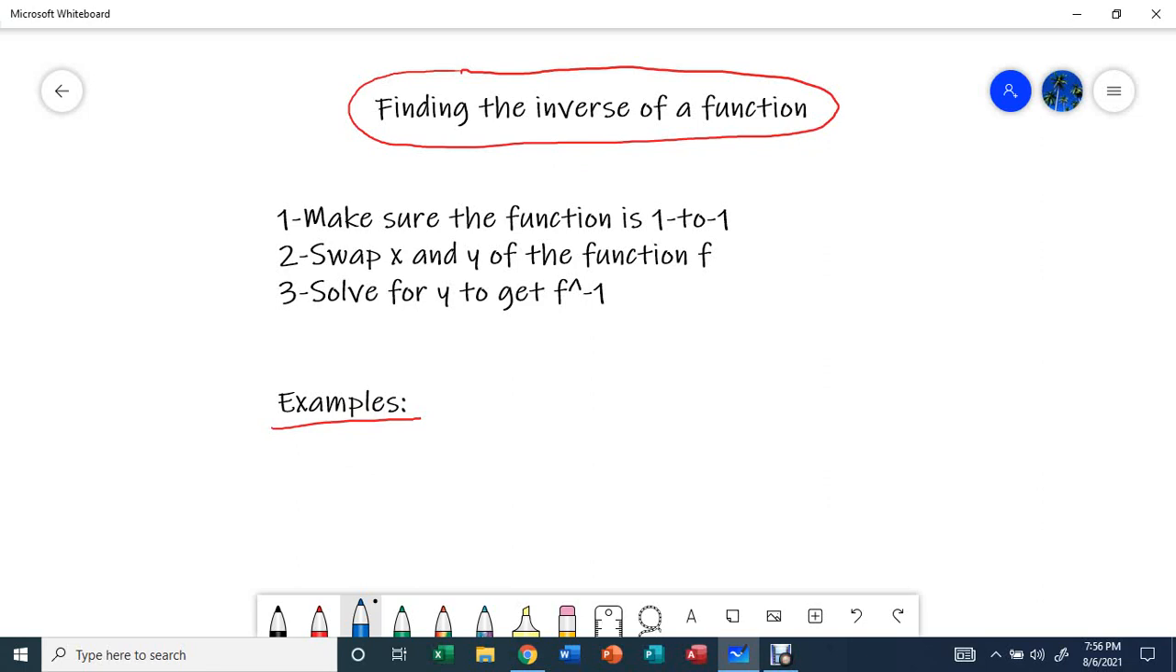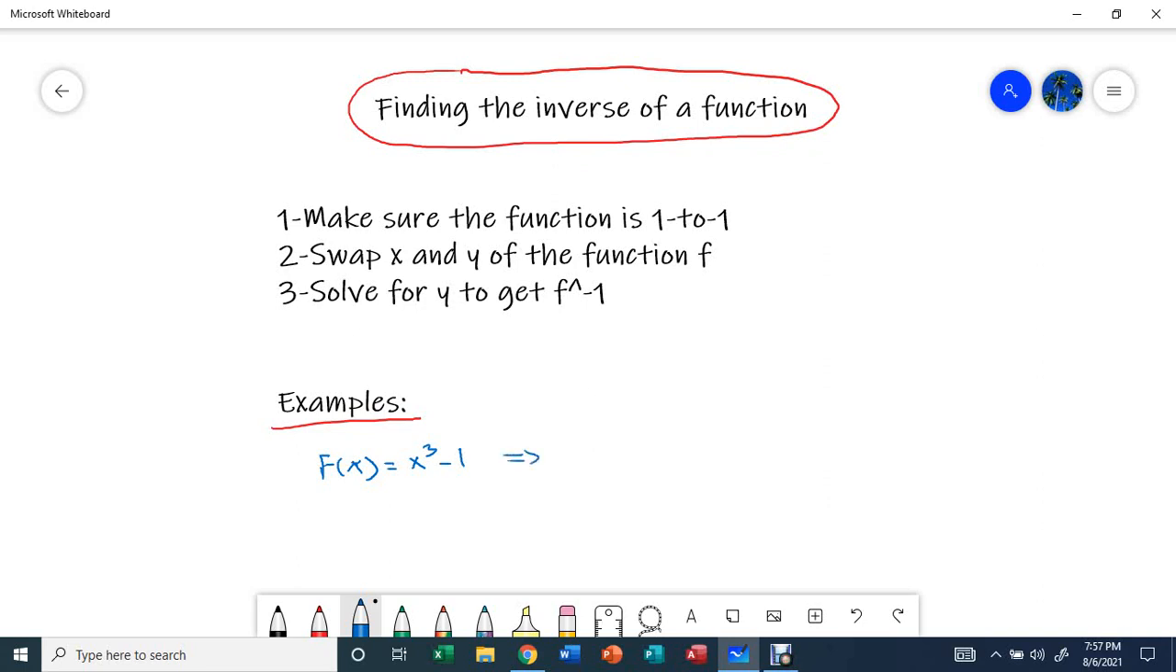So the first example, f of x equals x cubed minus 1. It's clear the function is one-to-one. It's just the cubic function shifted by 1 unit to the right. So it's one-to-one. So let's apply step number 2.